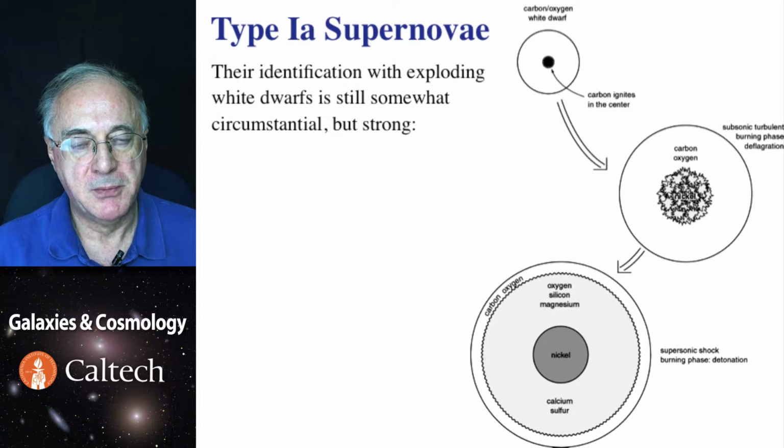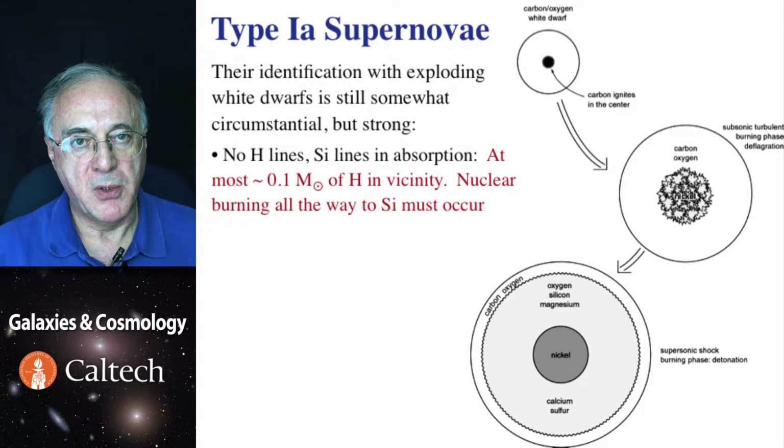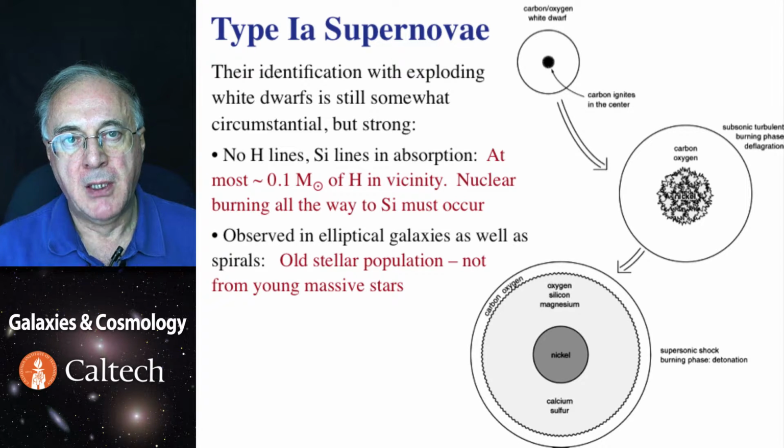100% certain. The reasons why we think this is the case are as follows. There are no hydrogen lines in the explosions of type 1a supernovae, meaning they have shed all of their envelopes, so it has to be an old stellar remnant, which would be just like a white dwarf. There are also strong lines of silicon, which means that nuclear burning in the progenitor has to have reached at least that stage. Second, they are seen in all kinds of galaxies, elliptical as well as spiral.